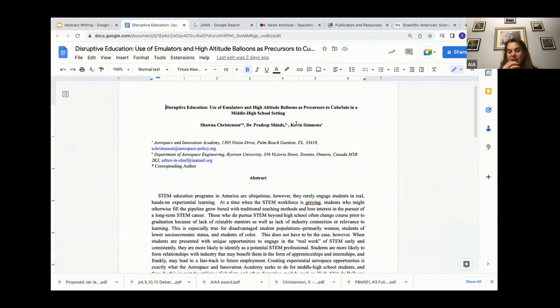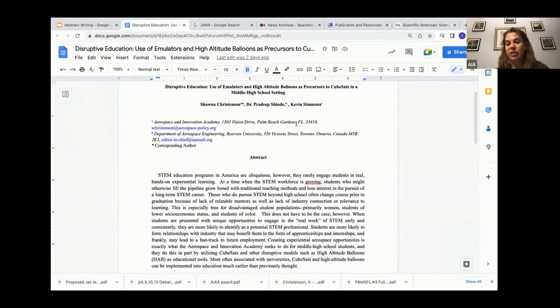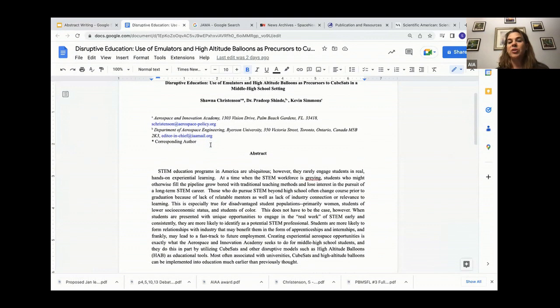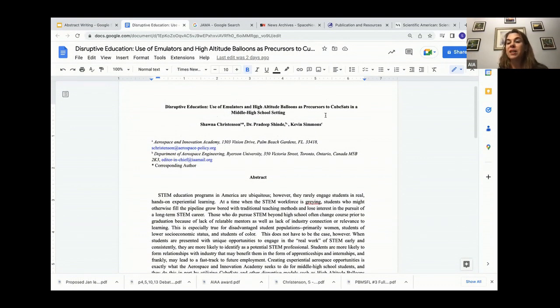Shinde and Mr. Simmons that we presented. This is not the final, by the way. This was just kind of the draft before we set it. So you'll at least get the idea. This wasn't the finalized one. But you'll notice that it has a title.